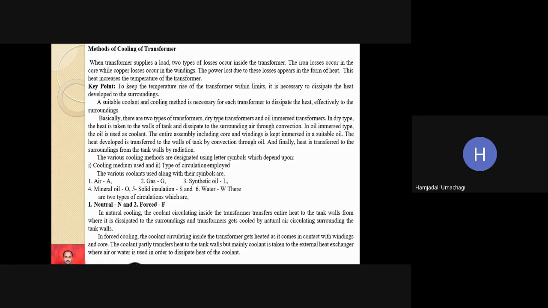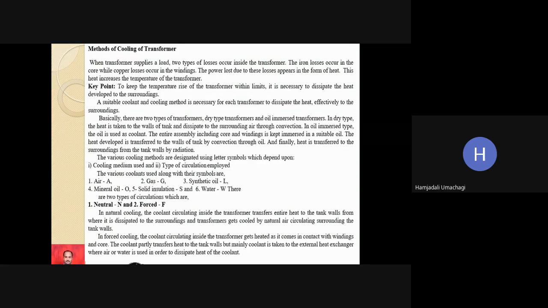So here we are not going to forcefully inject these coolants. Suppose I use natural air, then that natural air itself is going to carry the heat present inside the transformer from the windings and the cores, and carry it to the walls of the tank naturally. Here we are not going to force that air purposefully. Naturally the air will carry the heat. If that is the type of method, then we call it natural cooling.